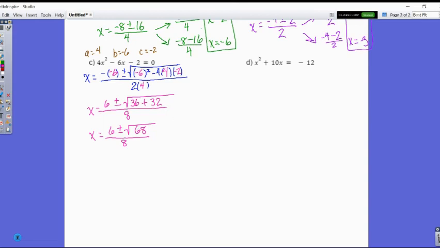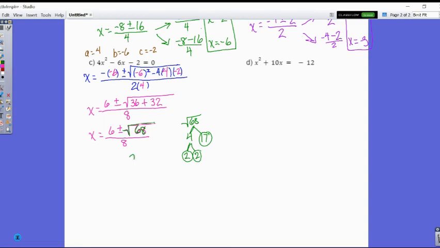But I'm going to check out what we can do with this square root of 68. Can I write it in simplest radical form? Let's see. What is 68? Let's see. That could be divided by 4 times 17. 17 is a prime. And 4 can be 2 times 2.